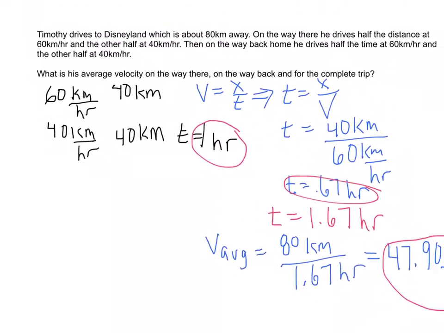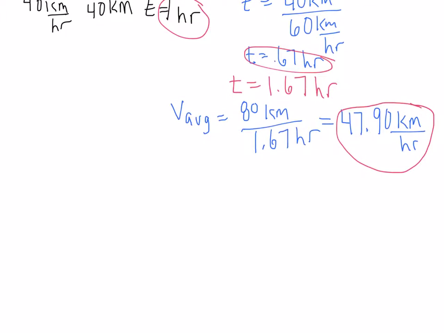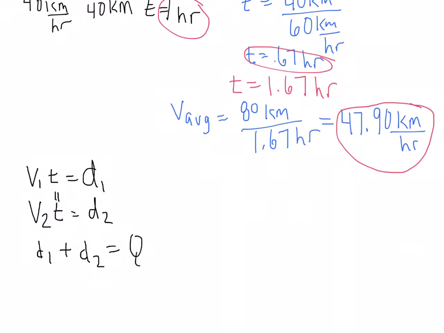That would be the average velocity on the way there. Next, we're going to solve the next problem, which is what about on the way back? So here's the thing with on the way back, is he took half of the time. So I know that at the first velocity, he took some time and he got some distance. And then I know for the second velocity, he took the same time, because they're equal, and he got another distance. And I know that distance 1 plus distance 2 is equal to 80 kilometers.